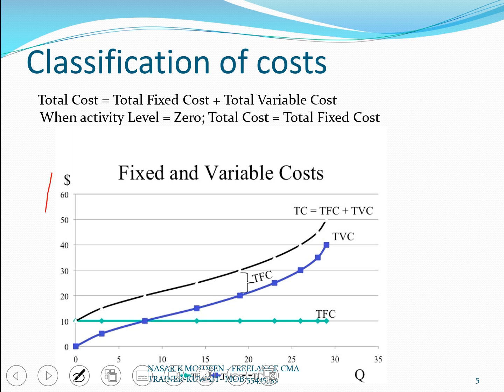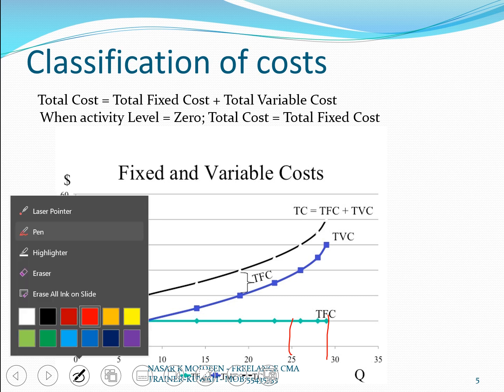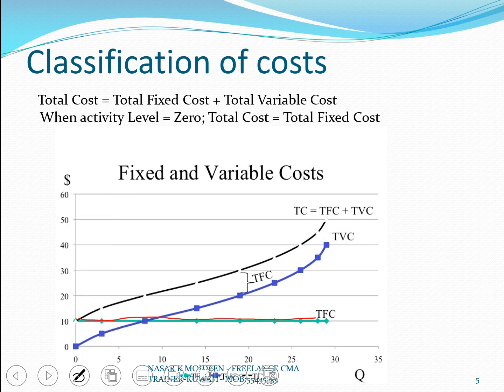You can see here, this is the dollar amount of cost and this is the number of units produced. And you can see here, there are some costs that will not change if you produce 5 units or if you produce 25 units. Why? This cost is a fixed cost, the rent you are paying. If you produce 0 units or if you produce 30 units, your cost is the same. So this line is denoted by total fixed cost. That is not going to change.